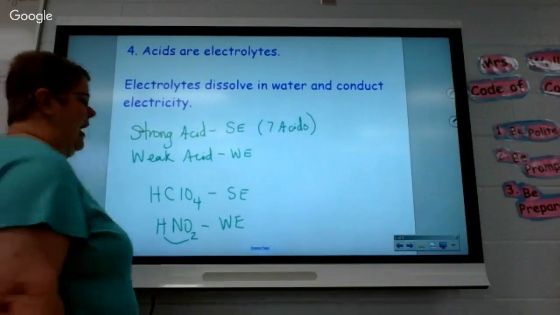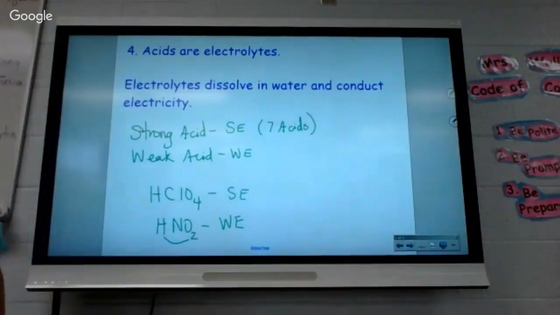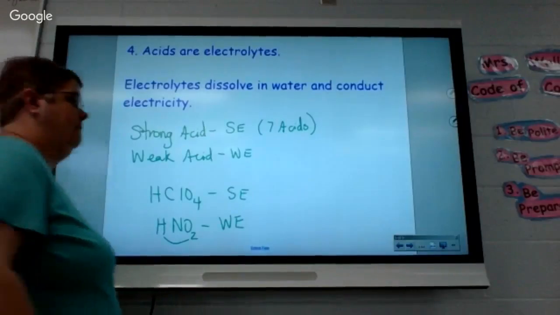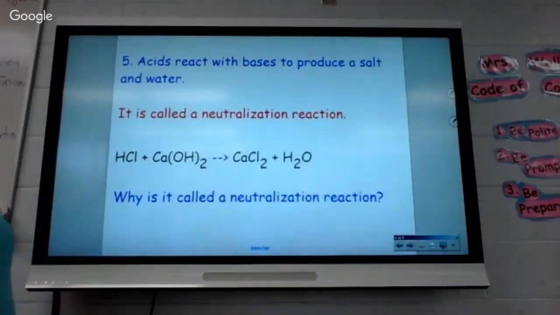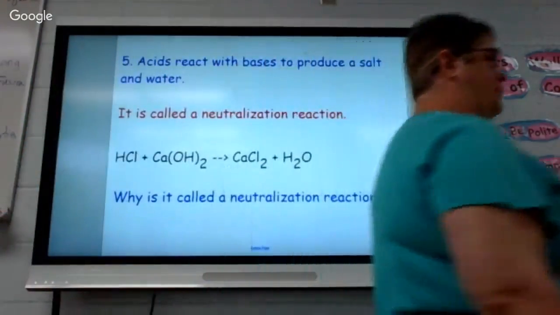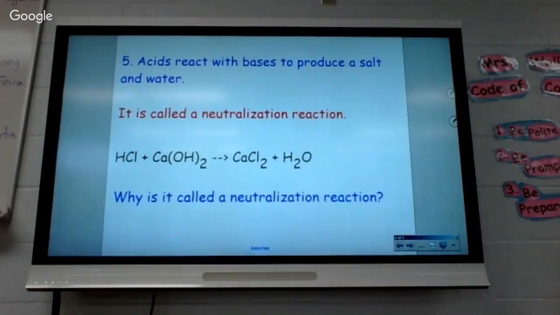All right, number 5. Everybody got it? Nope, I need to wait. All right, number 5. Acids react with bases to produce a salt and water. Any of you ever have an upset stomach? Heartburn. This is what takes place in your stomach all the time. Acids react with bases to produce a salt and water. It's called a neutralization reaction.